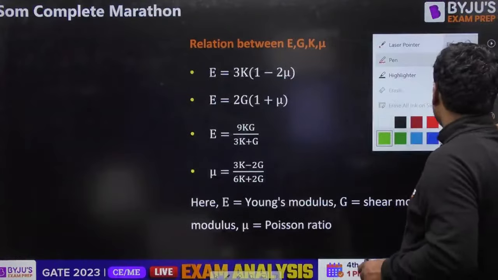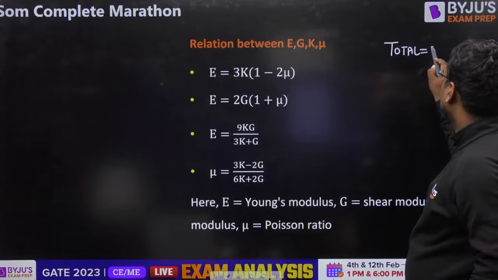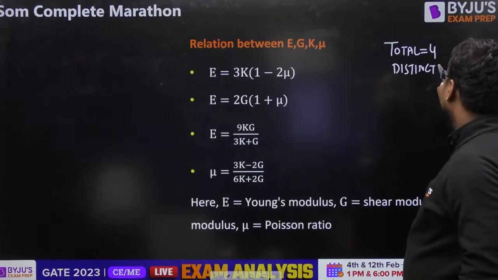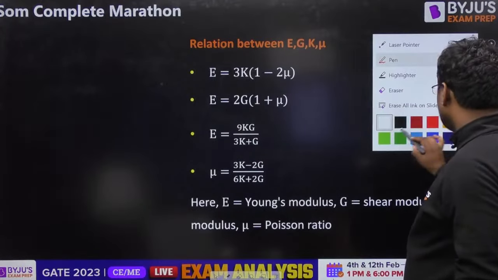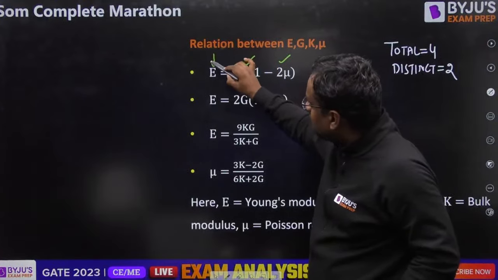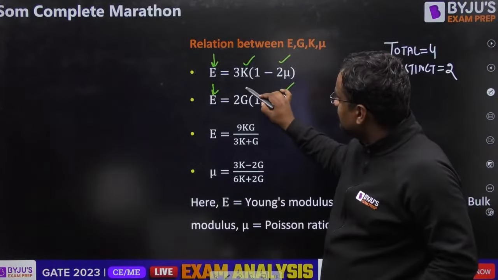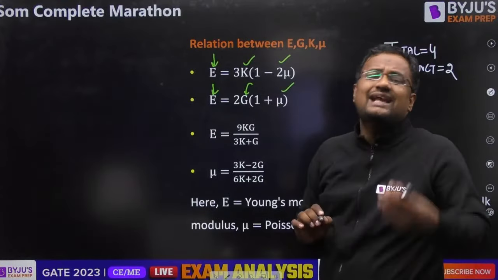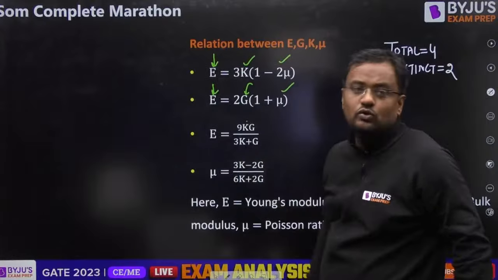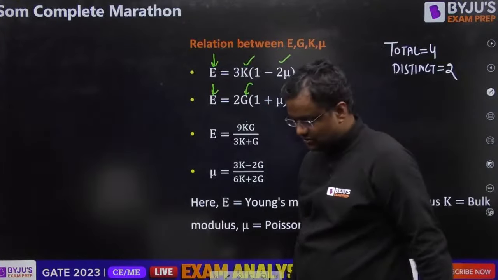Now there are 4 elastic constants for isotropic material. There are 4, but distinct are only 2. Because if we know K and mu, E can be found out. Once E is found, we already know mu, so G can also be found. So any 2 will do. If K and G are known, E will be known. If K and G are known, mu is known. So these are the relations between the elastic constants.